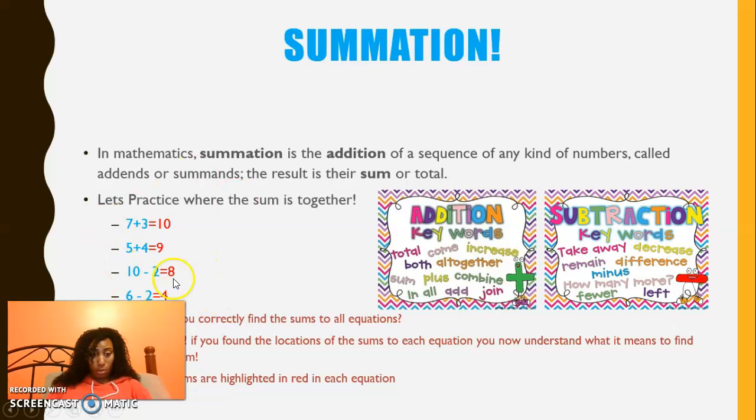So when you see keywords, these keywords right here for addition, you'll know it's addition because you will see, like in a paragraph or word form, the words total, come, increase, both, altogether, sum, combine, in all, add, and join. And for subtraction, keywords include take away, decrease, remain, difference, minus, how many more, fewer, and left.